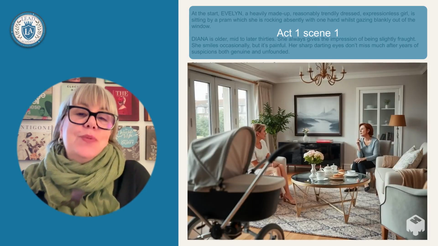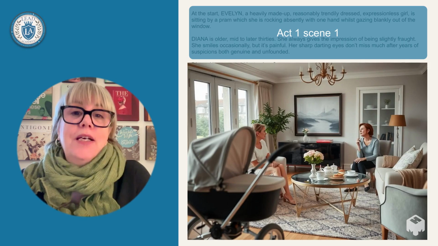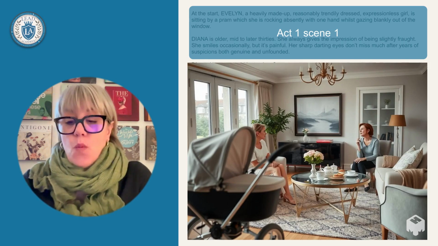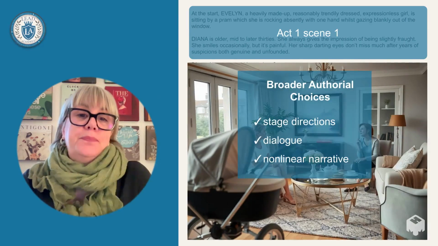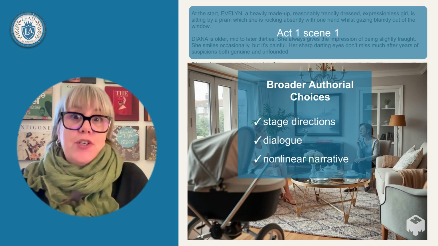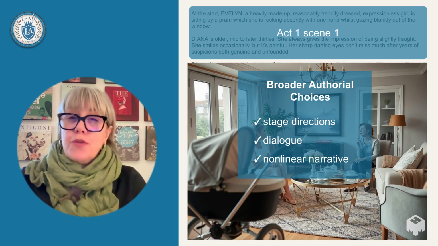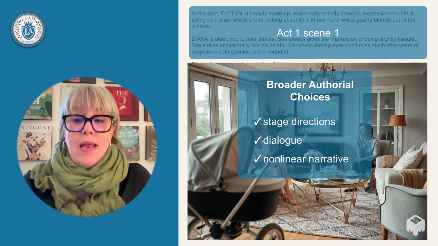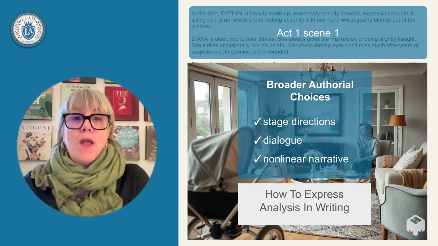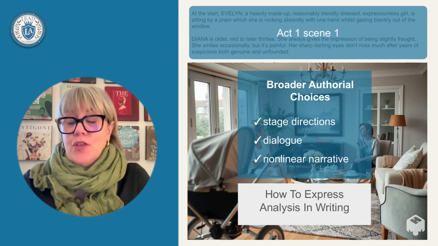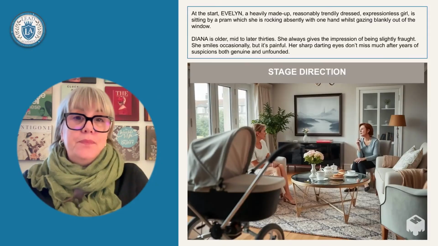The scene begins with two women, Evelyn and Diana, engaged in conversation in Diana's living room as they wait for their husbands. Our focus will be on Ayckbourn's characterization of Evelyn and Diana through three broader authorial choices: stage directions, dialogue, and nonlinear narrative. Our main focus, however, will be on how to express that analysis in writing.